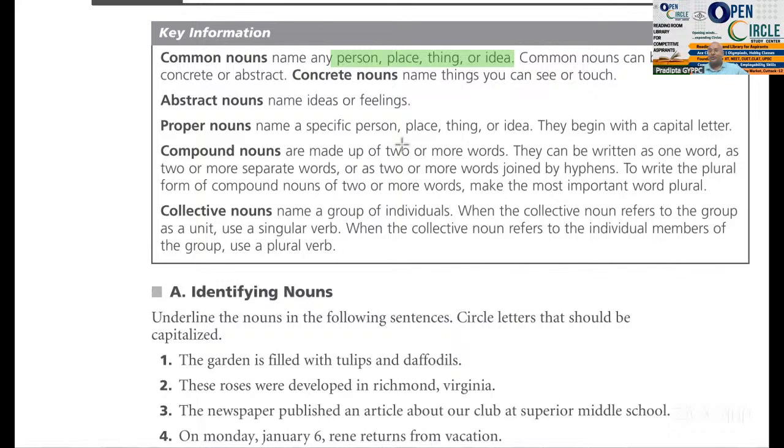Maybe you don't understand. If you don't understand, it is a non-word. It is not a noun. Clear? It's not a noun. I hope it is understood.